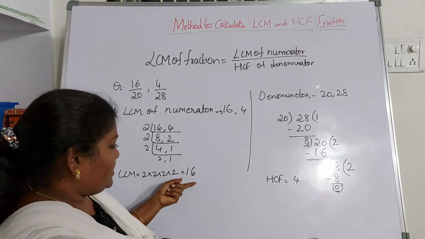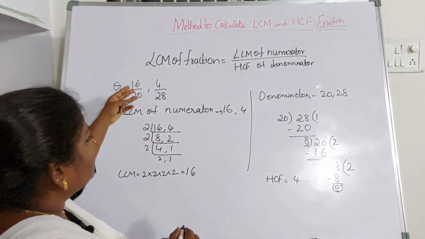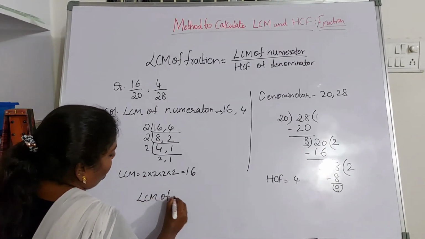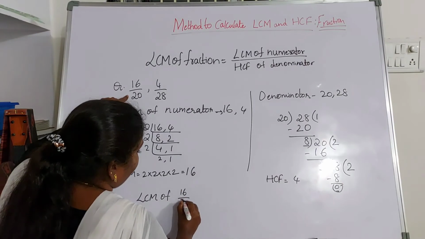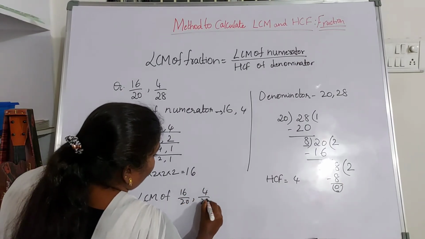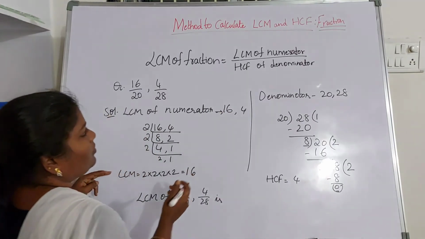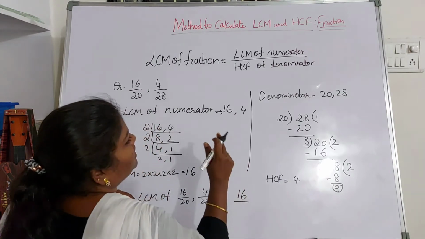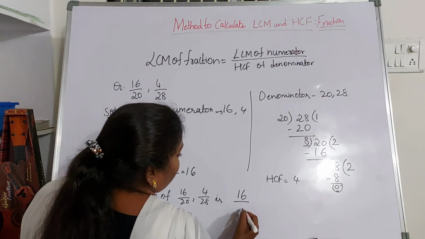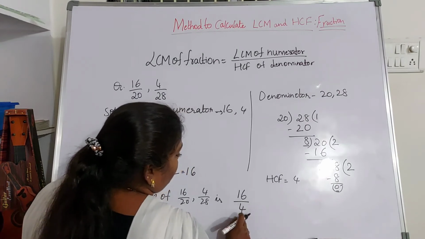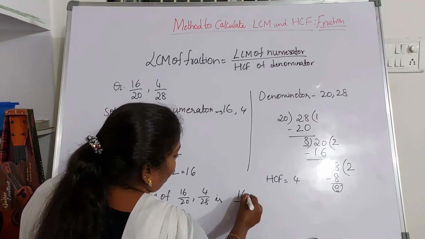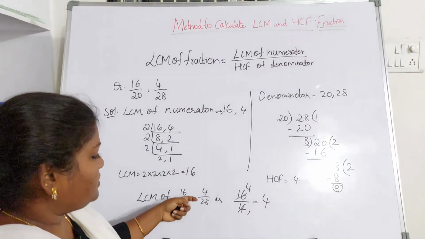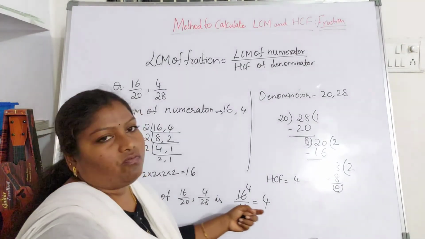Now we found out the LCM and the HCF, so let us substitute in the formula. The LCM of fractions 16 by 20 and 4 by 28 is: LCM of numerator is 16, HCF of denominator is 4, so 16 by 4. Now this can be cancelled: 4 1s are 4, 4 4s are 16. So the LCM of 16 by 20 and 4 by 28 is 4.